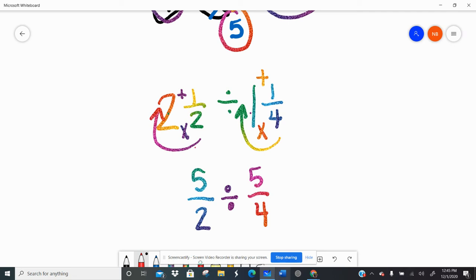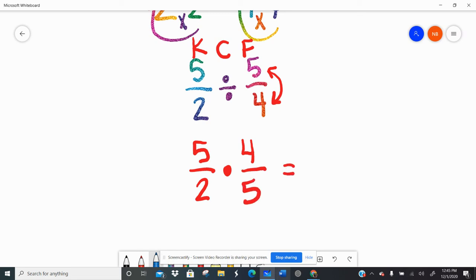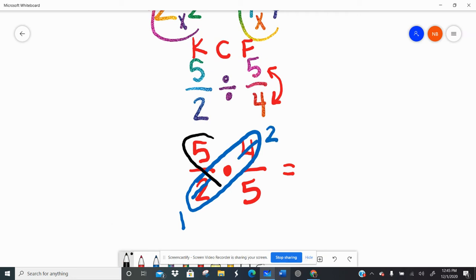So now I can use my process, keep, change, flip. So I do 5/2. I keep that fraction. Change to multiplication, and then I'm going to flip. 5/4 becomes 4/5. All right, so now let's see if we can cross simplify. 2 and 4 are both divisible by 2. 2 divided by 2 is 1. 4 divided by 2 is 2. And then 5 and 5 are both divisible by 5. 5 divided by 5, 1. 5 divided by 5, 1.